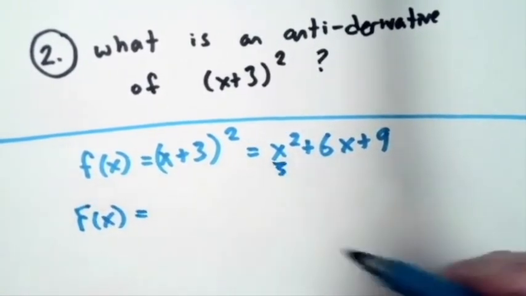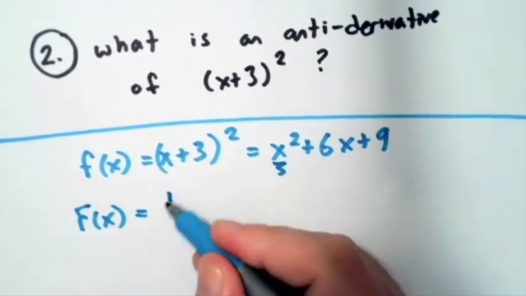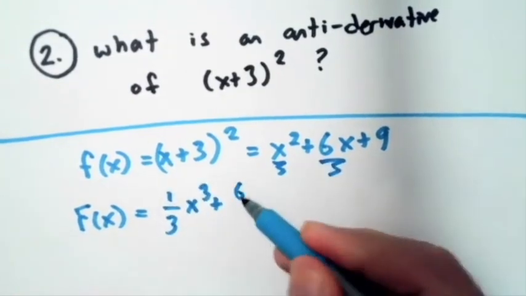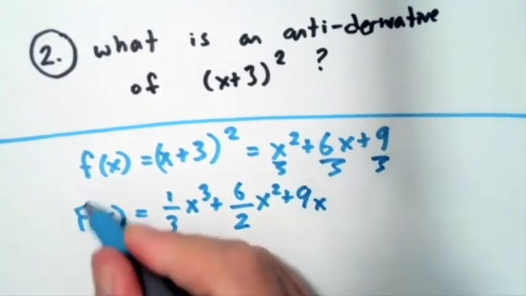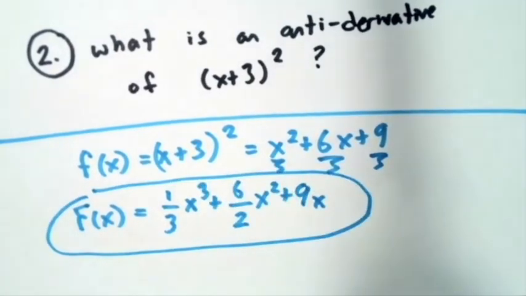The antiderivative of this will just go piece by piece. The antiderivative of x squared is 1/3 x cubed. The antiderivative of 6x is 6 over 2 times x squared. And an antiderivative of 9 is 9x. So this function turns out to be an antiderivative of small f of x: 1/3 x cubed plus 6 over 2 x squared plus 9x.